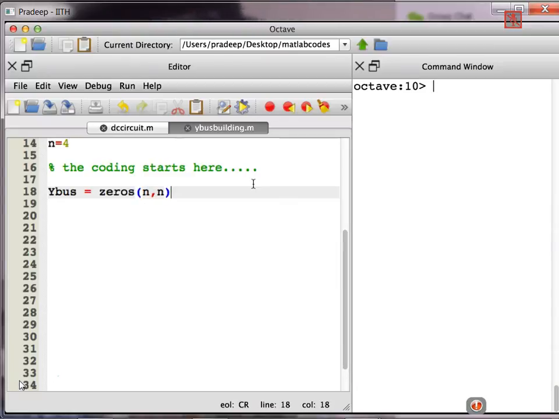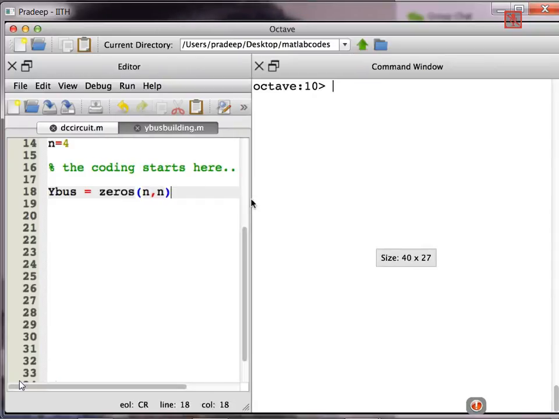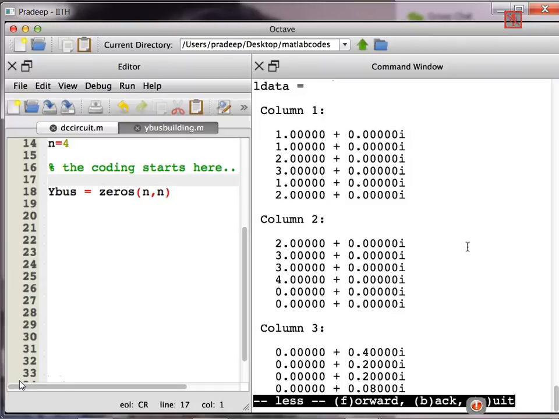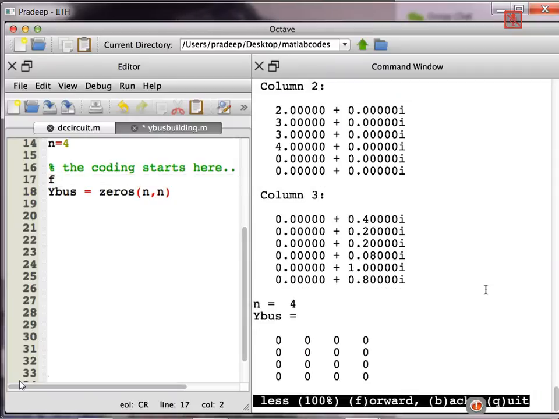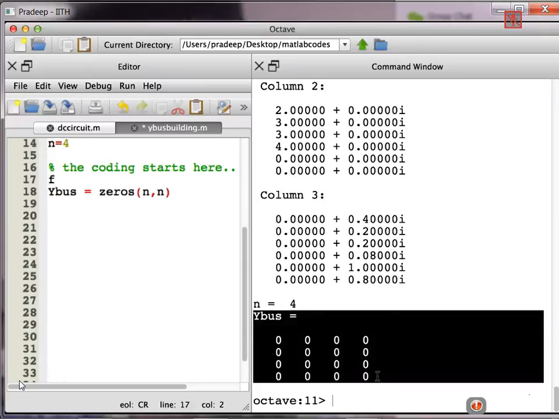That's all. So if I now execute my program, so I have given the input data and then I am executing the program. So this is not a completed program. So I am just running this program. So if you look at this, so here on the right, you have Y bus all zeros.